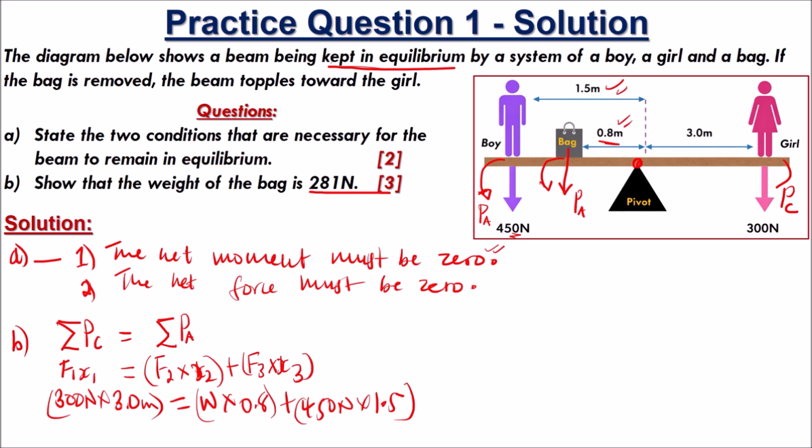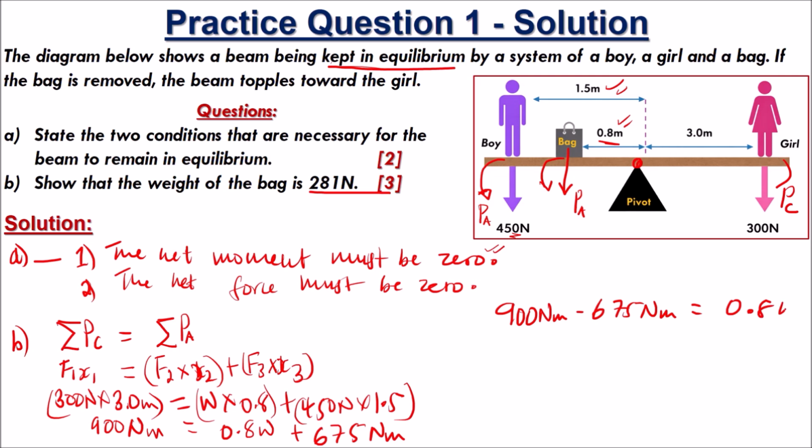These are balancing the girl. So the moment due to the girl is 900 Newton meters, which is equal to 0.8 W plus 450 by 1.5, which is 675 Newton meters. So we take 675 to the other side since they are like terms. So we are going to say 900 Newton meters minus 675 Newton meters is equal to 0.8 W.